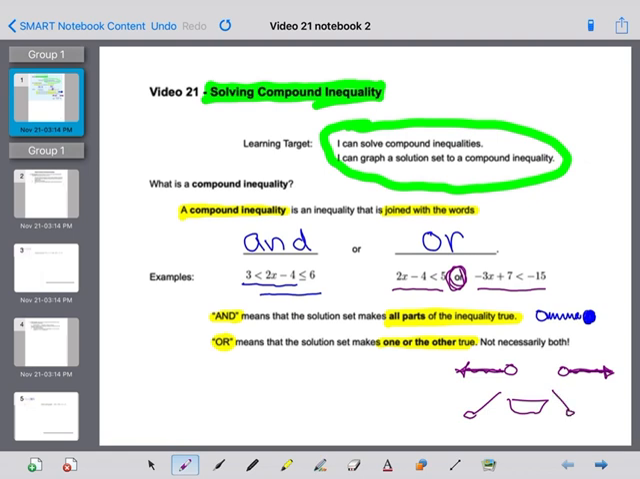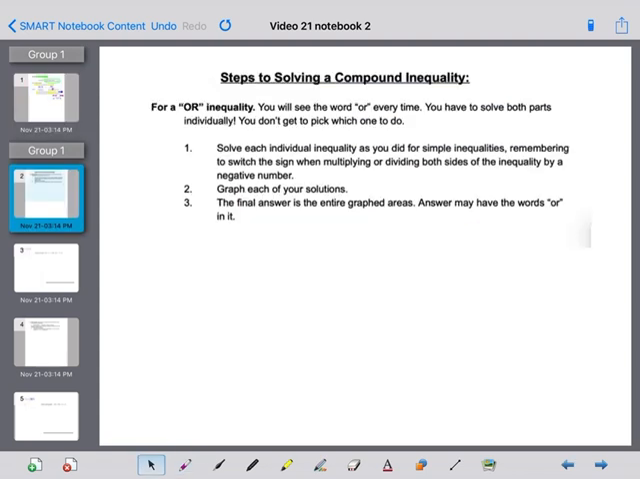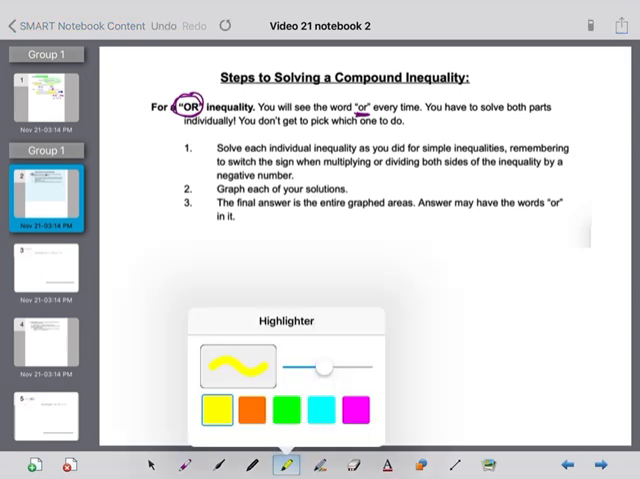All right, so we're going to look at solving a couple of compound inequalities. So first we're going to look at solving an or inequality. So circle the word or. For an or inequality, you will see the word or every time, which is pretty nice. You have to solve both parts individually. You don't get to pick which one to do. So highlight along with me.